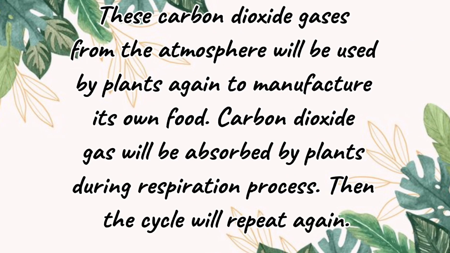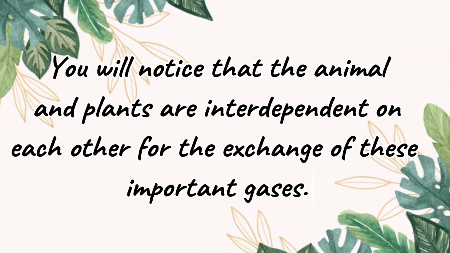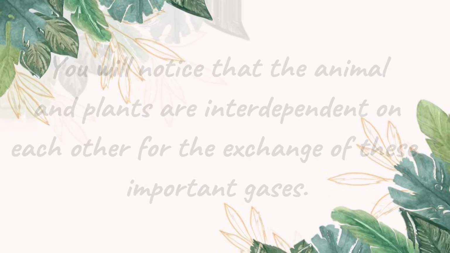These carbon dioxide gases from the atmosphere will be used by plants again to manufacture their own food. Carbon dioxide gas will be absorbed by plants during the process. Then the cycle will repeat again. You will notice that the animals and plants are interdependent on each other for the exchange of these important gases.